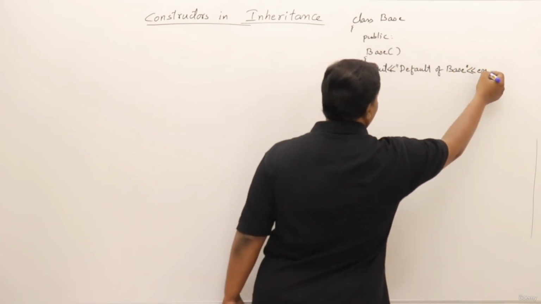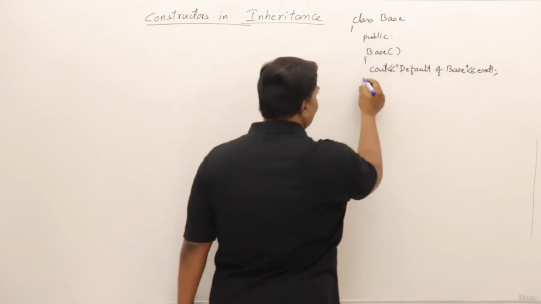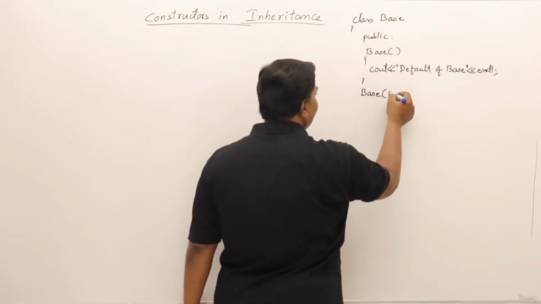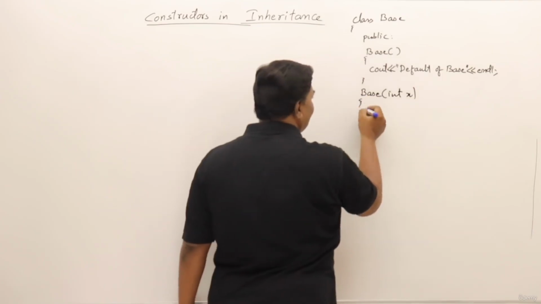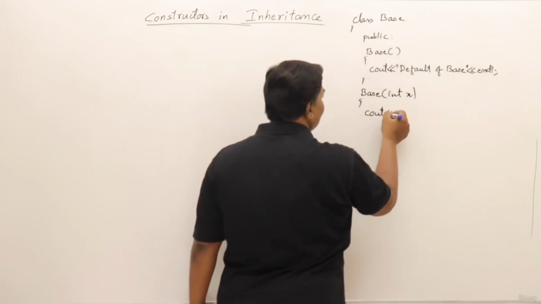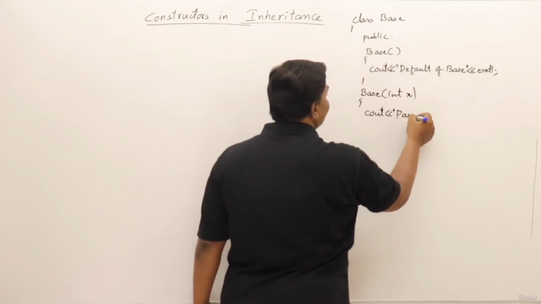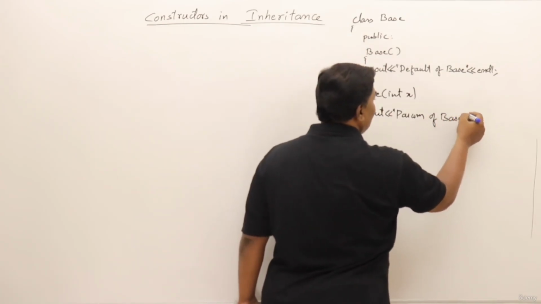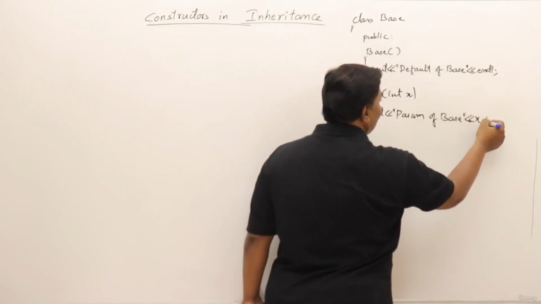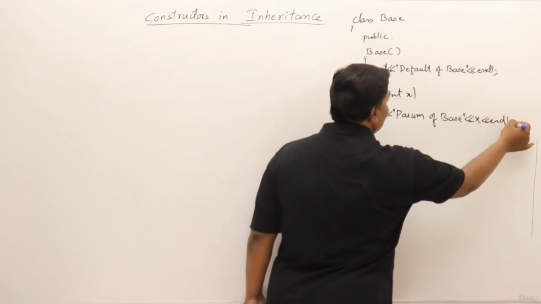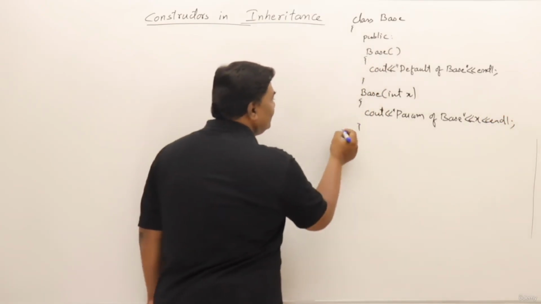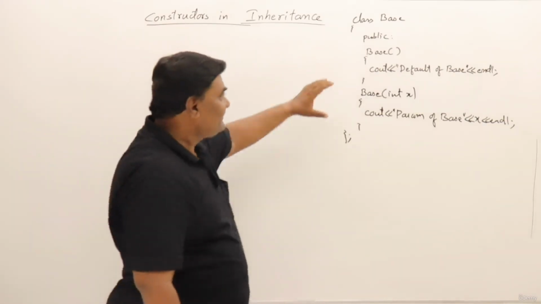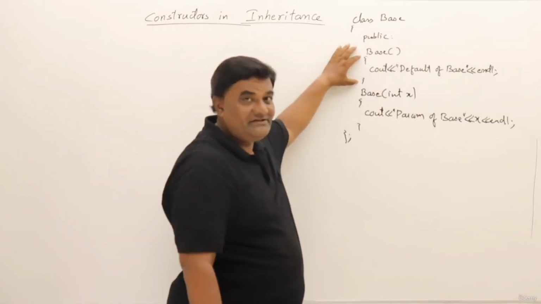So you know well that to get a new line you have to say endl. Then I will also write one more constructor, that is base, which is taking some argument x, and here I will say cout parameterized constructor of base. So I will write param of base, and I will also display this x and endl. Okay, so that's all. This is a base class. Now base class is having two constructors. One is the non-argument constructor, that is the default constructor.